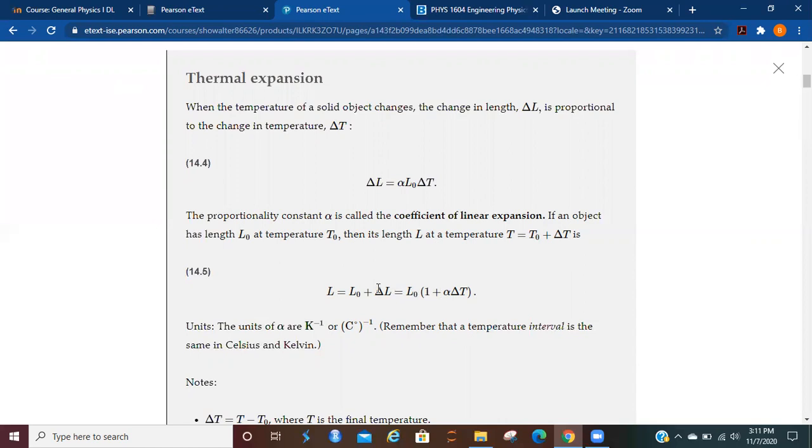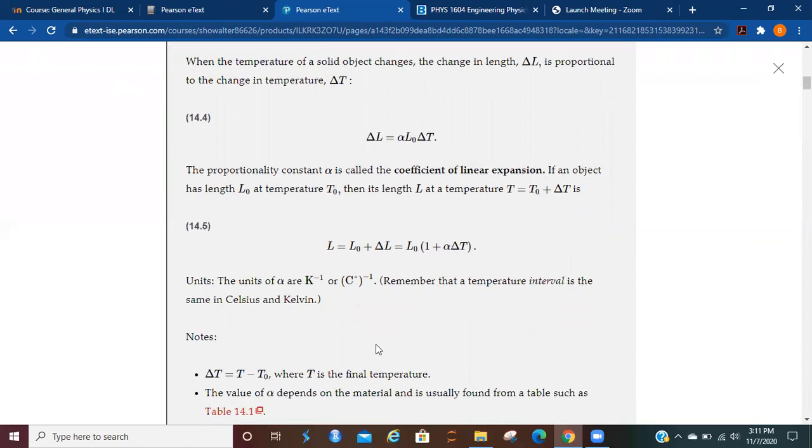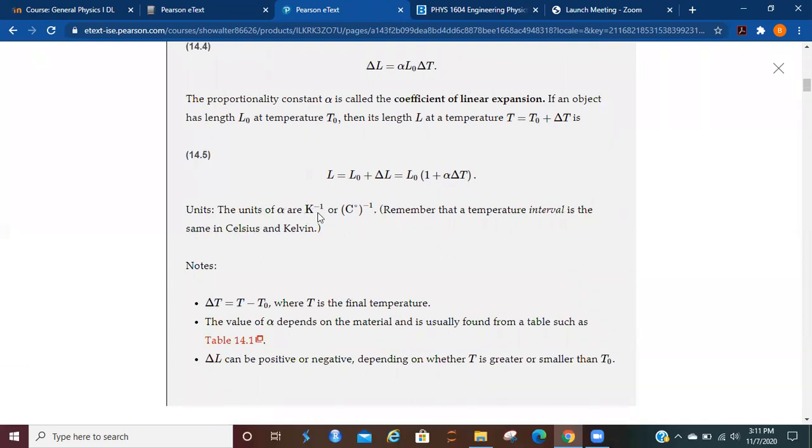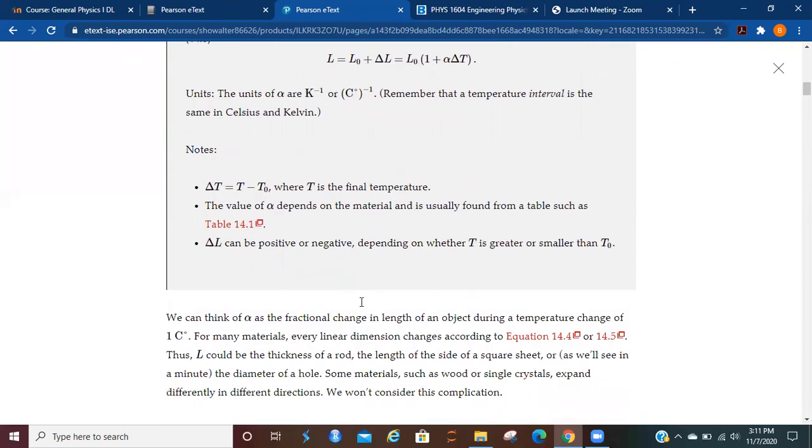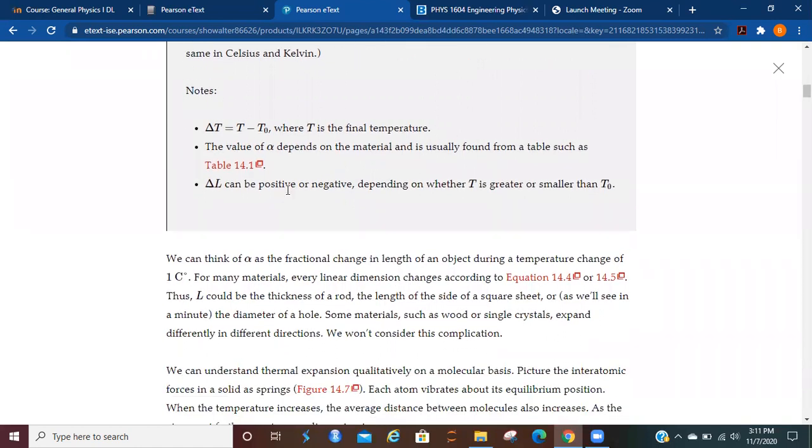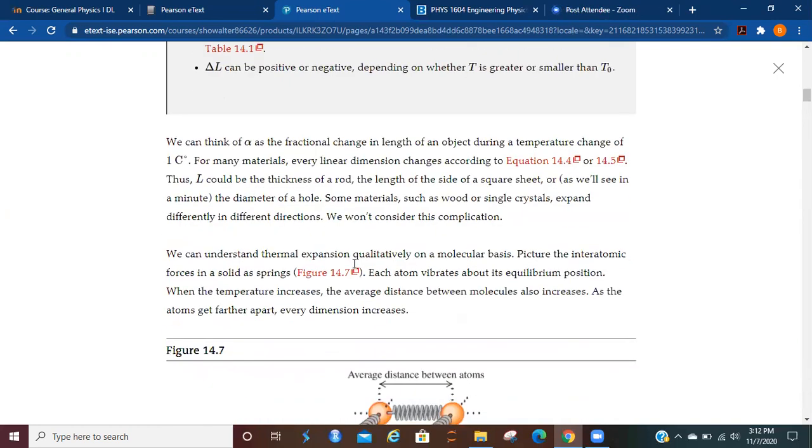And then if we make our replacements here, we know what this is, and we can rearrange the formula to look like that. The units of alpha are 1 over Kelvin or 1 over Celsius degrees. So this is going to be a temperature interval, and that's going to be the same regardless of which unit you use. The change in T is going to be your final temperature minus your initial. The value of alpha depends on the material and is usually found from a table. Delta L can be positive or negative depending on whether you're heating it up or cooling it down.